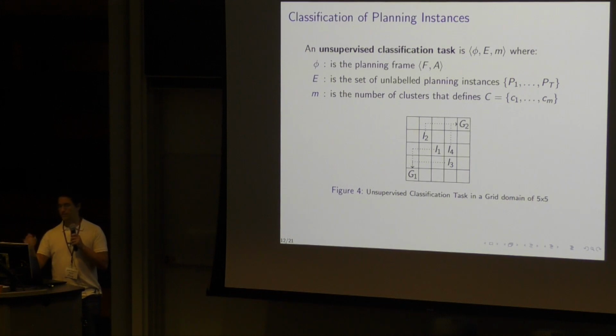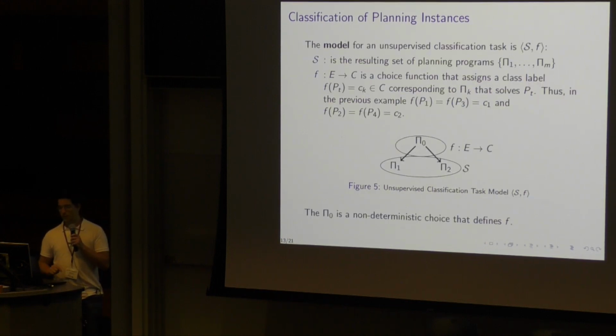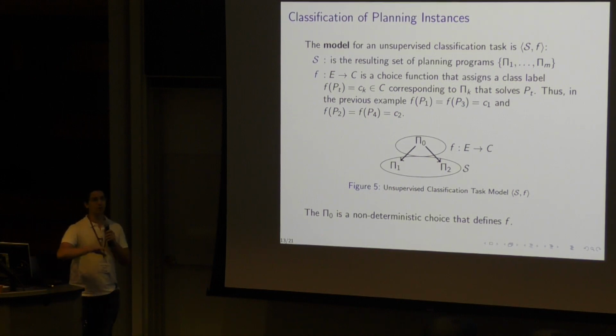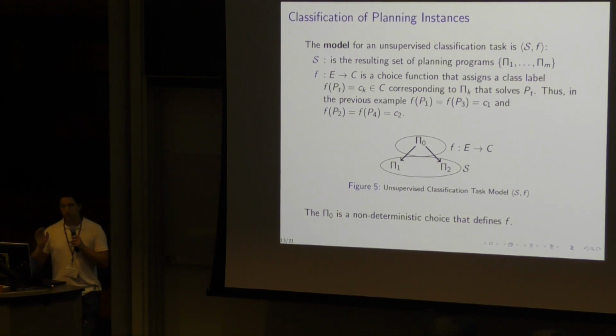Here we have another example of a grid where we have 2 instances that want to move to the 0,0 cell and 2 other instances that want to move to the top right corner of the grid. So once this is introduced, now we can talk about the model. What is a model of the unsupervised classification task? It is the set of the resulting planning programs.